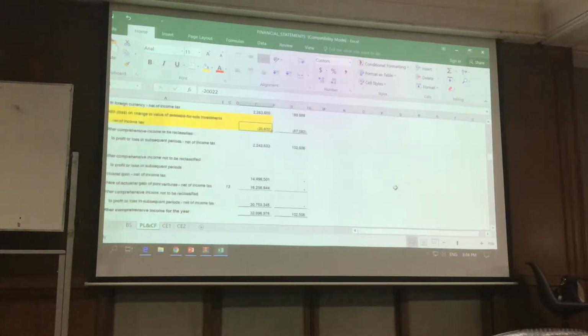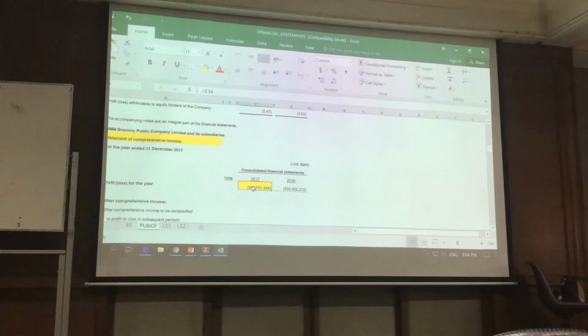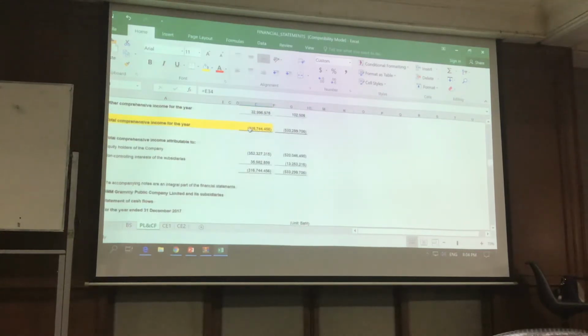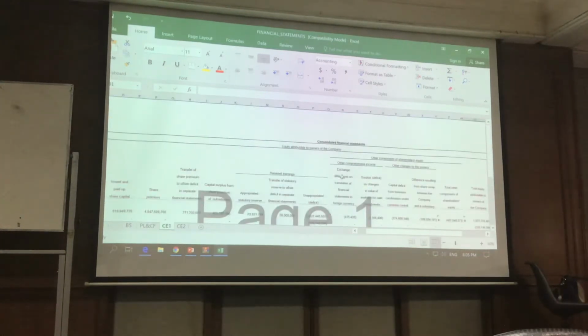remember these two numbers, 349 and 316. Alright, which 316 breaks into 352 and 35. Still got the same. Where does it go? It goes to the statement of change in shareholders' equity.